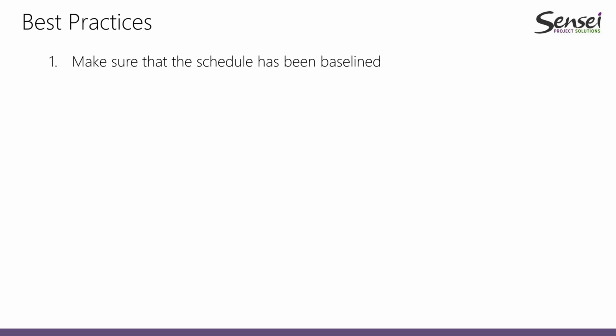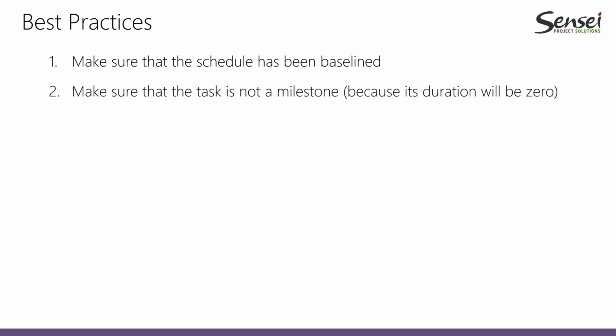So if we do not have a baseline, there is no way for us to calculate what the variance is, because the baseline will basically reflect what has been planned for our project. And then there is a second item, I would say, that we need to take into consideration when we are doing this type of calculation: we have to make sure that the task is not a milestone, because its duration, if a milestone, will be 0, and we cannot divide any number by 0. So we won't be able to discover the percentage of variance if we are using milestones.